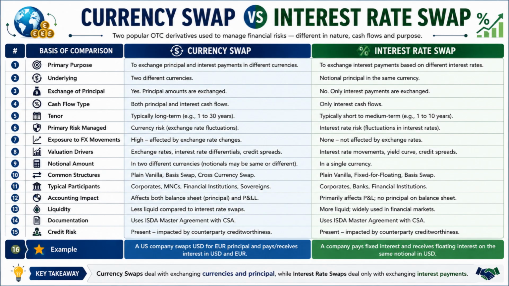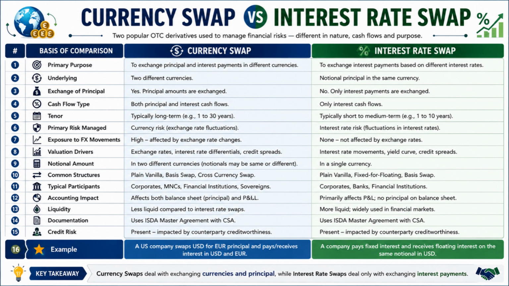Number 13. Currency swaps are generally less liquid in financial markets, whereas interest rate swaps are more liquid and actively traded worldwide. Number 14. Currency swaps are documented using ISDA agreements with foreign exchange arrangements, whereas interest rate swaps are documented using ISDA agreements, mainly focused on interest payment obligations. Number 15. Currency swaps carry counterparty credit risk because of currency and principal exchange exposure, whereas interest rate swaps also carry credit risk, but mainly related to interest payment obligations.